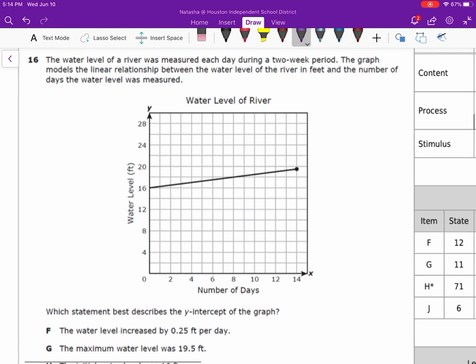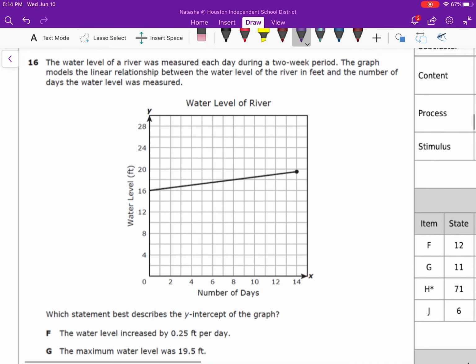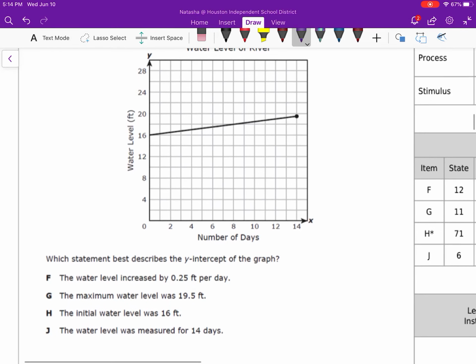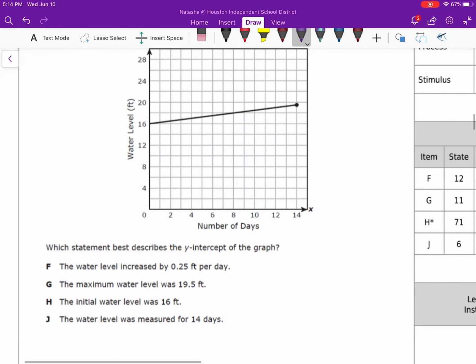Okay, I'm just saying, if you missed this question, I'm reading it. The water levels measured each day during the 2-week period. The graph modeled a linear relationship between the water levels in feet and the number of days the water is measured. So it stops here on day 14, and it started here at day 0. It had a water level of 16 feet.